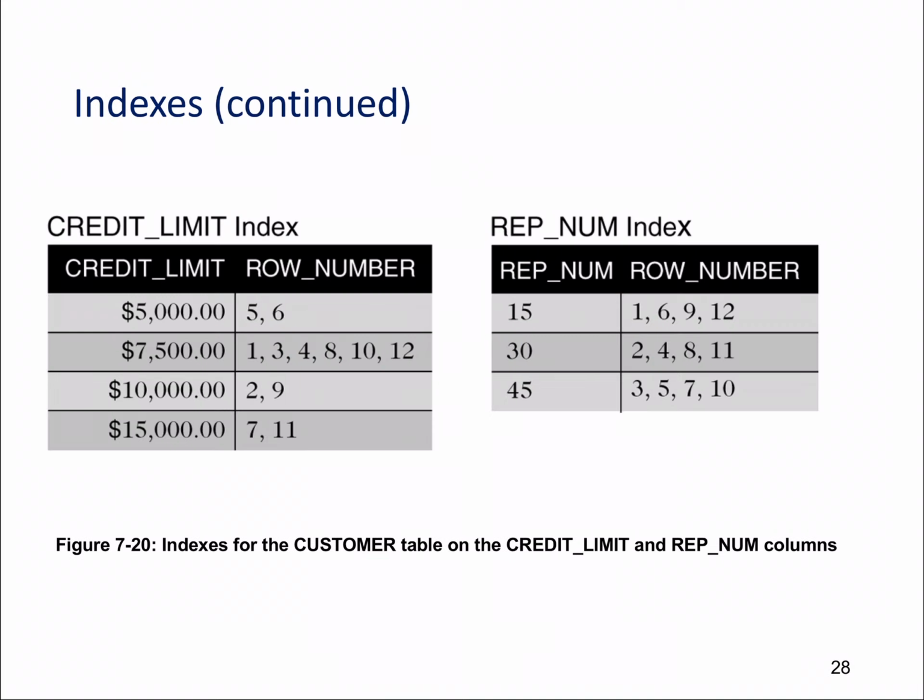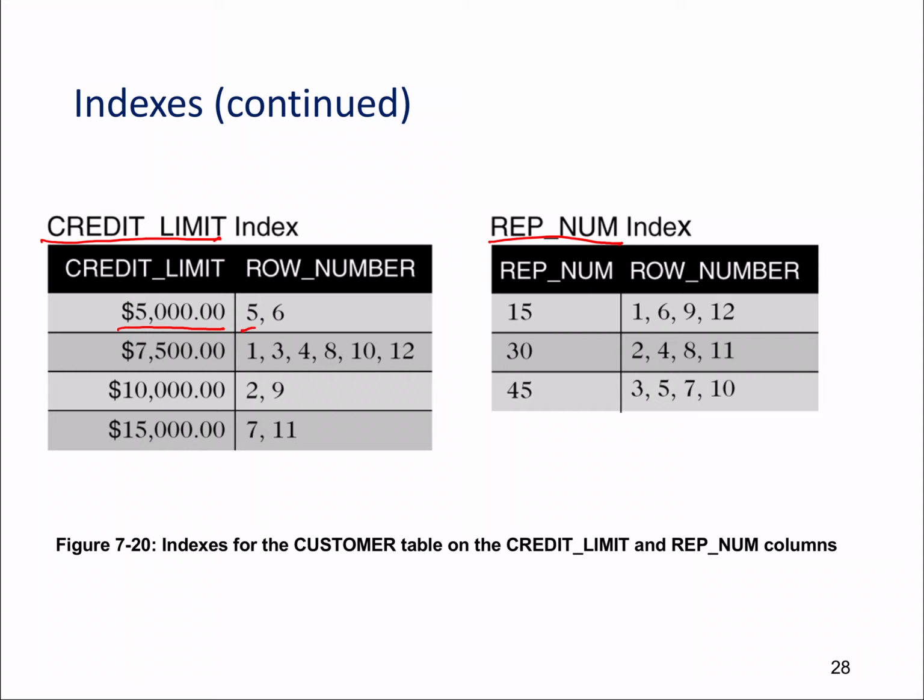In the previous example, we created a customer number index. So that's on the primary key. Therefore, each line of the index only has one record. And if we create an index on non-primary key attributes, for example, on the credit limit or on the rep number, you can see for the 5,000 credit limit, there are two records, customers whose credit limit equals 5,000.